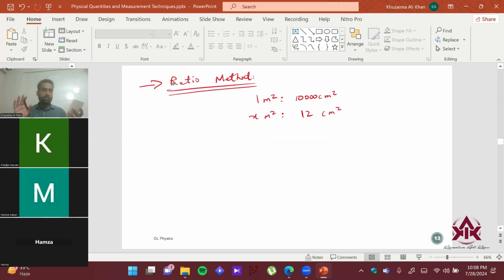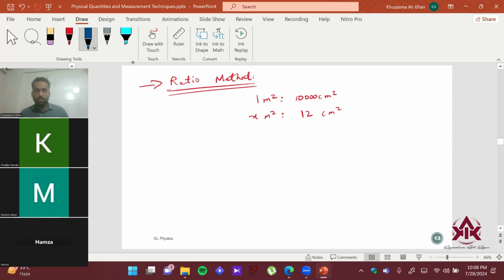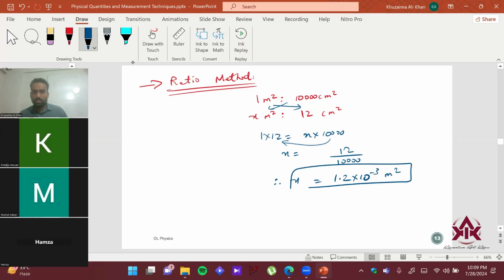And you have a famous trick for this, which I call shake shake. Simply do shake shake, so we cross multiply. It's going to be 1 times 12 equals x times 10,000. If you make x the subject, the 10,000 goes over there and divides. So your x is going to be 12 upon 10,000. Therefore your answer is 1.2 times 10 to the power minus 3 meter square. That's how you convert from centimeter square to meter square.